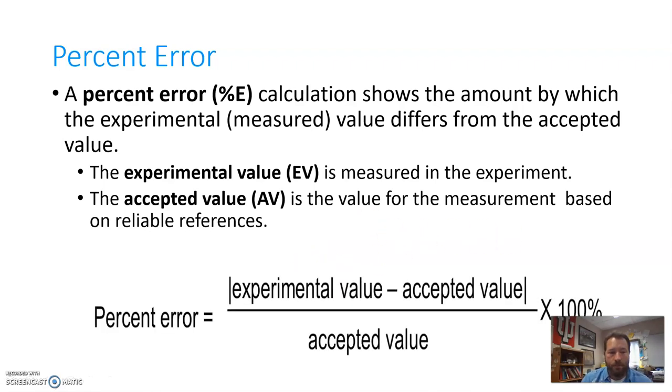There is a formula: experimental value minus accepted value. Notice the absolute value brackets here, which ultimately means if you reverse these two and say it's accepted value minus experimental value, it doesn't matter. Writing it either way works just as well because we're not going to be working with negative numbers. We're looking for the absolute value of the difference between those two. Divide that by the accepted value and multiply by 100%.